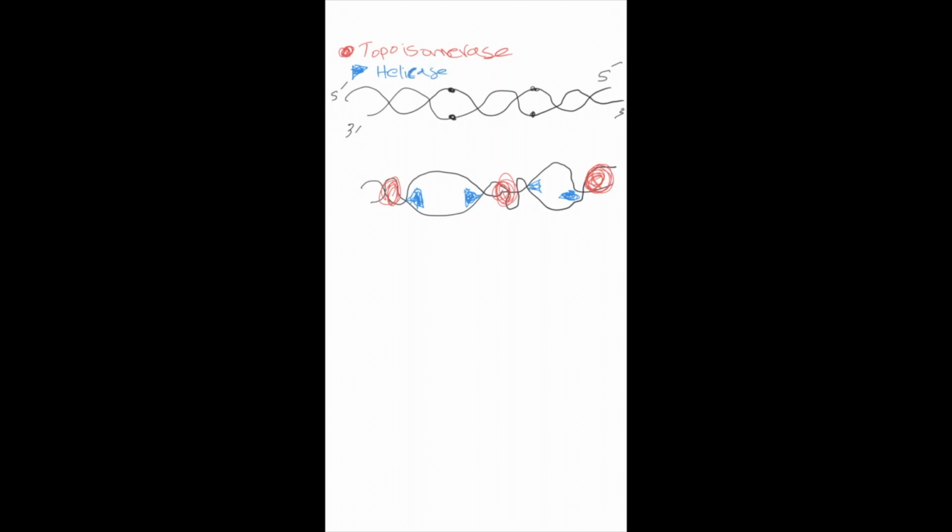Helicase opens up the DNA. Now we know that opposite strands of DNA do hydrogen bonding. So if you are going to open up this DNA, then it's going to snap back. So what then?